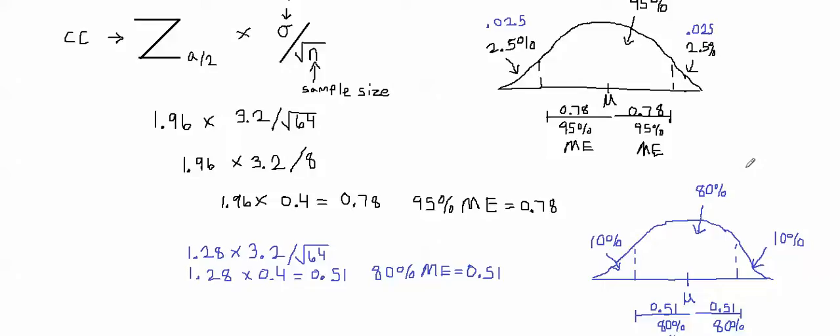Now we could keep calculating other margins of error if we want to. We could calculate the 70% or the 60%, but I think these are the only two that I want to do, because really the 95% margin of error is all that's calculated in actual studies. I just wanted to demonstrate calculating it with a different percentage, just to show you how it's possible to calculate it with a percentage other than the usual 95.